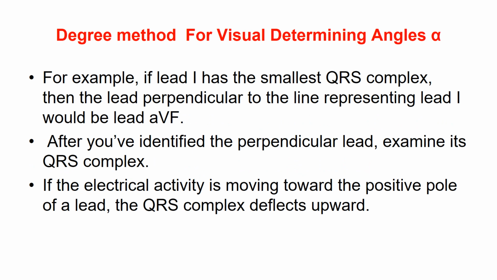Degree method for visual determining of angle alpha. For example, if lead 1 has the smallest QRS complex, then the lead perpendicular to the line representing lead 1 would be lead AVF. After you've identified the perpendicular lead, examine its QRS complex. If the electrical activity is moving toward the positive pole of a lead, the QRS complex deflects upward.